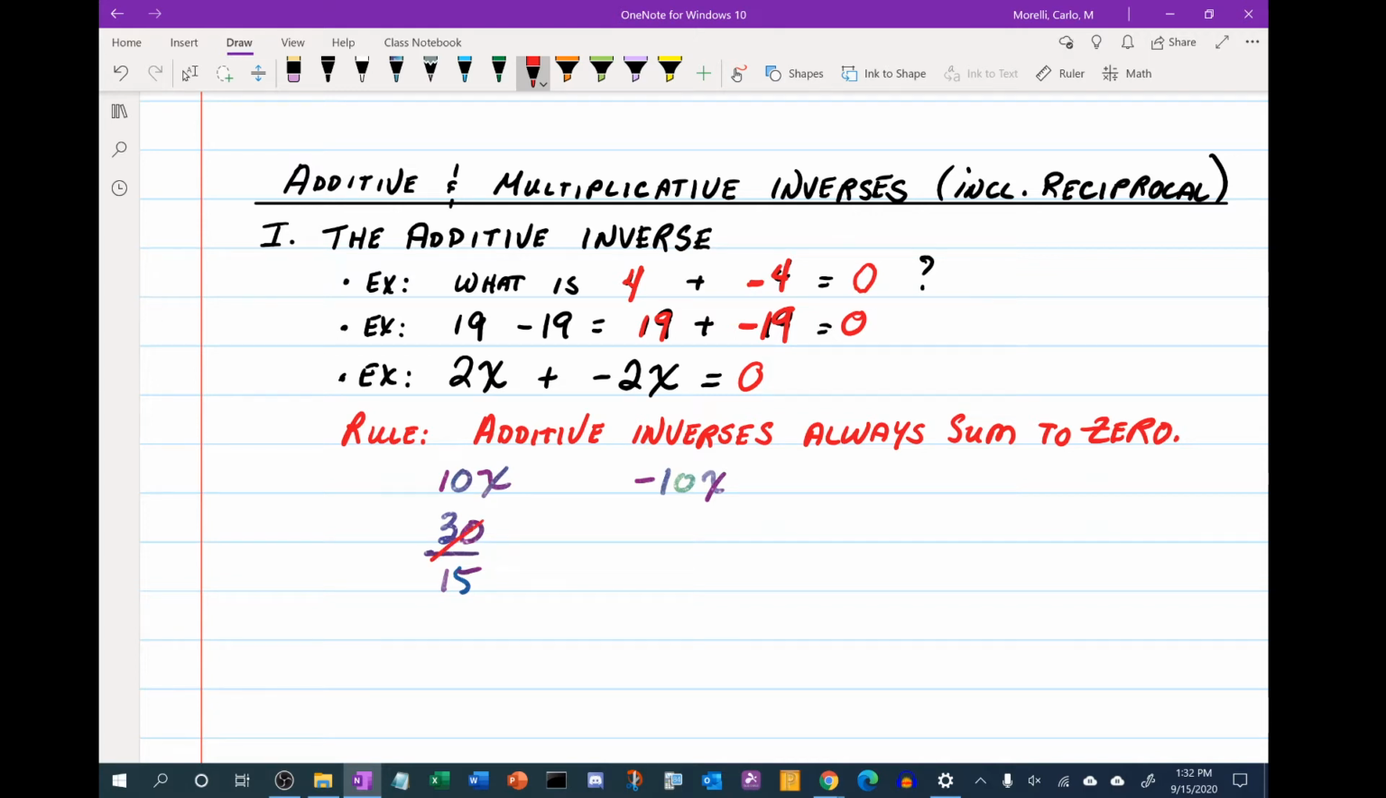So maybe. Let's see if he's right. We can divide the top and the bottom by 15, which would be the greatest common factor of 30 and 15. We get 2 over 1, which is just 2. And then we take its negative, and we get negative 2. Excellent job.